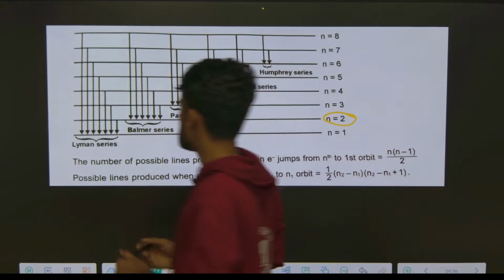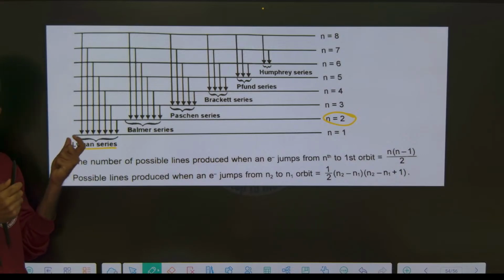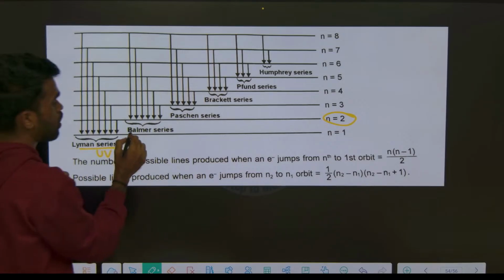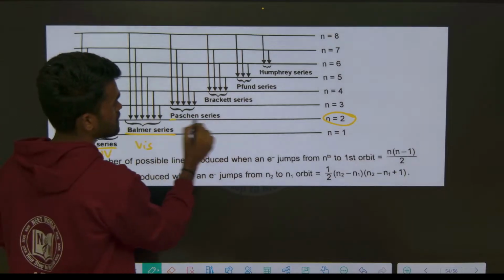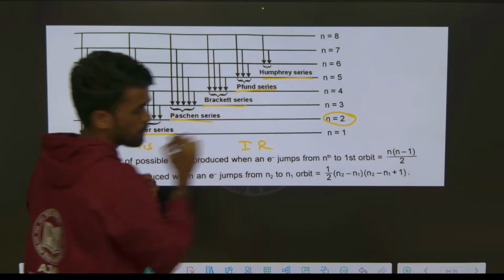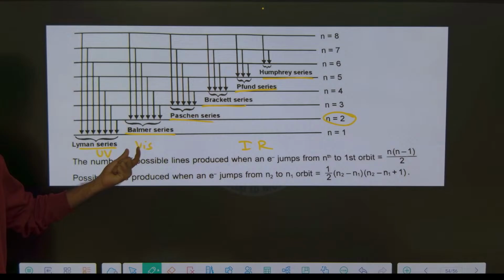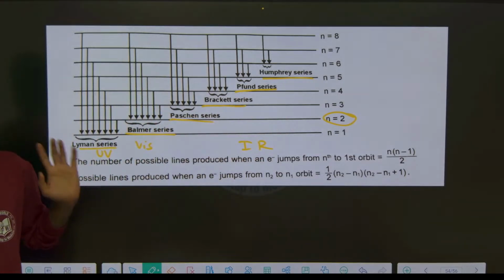Now these Lyman series lines will be observed in the UV region. And Balmer series lines appear in visible. And Paschen, Brackett, Pfund, all of these appear in IR. Easy to remember: first one UV, second visible, all the others are IR. This is an important bit.